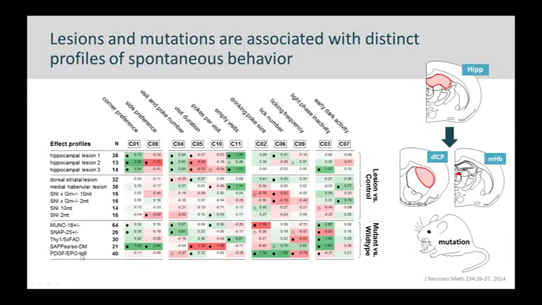By contrast, another line, which is depicted here at the bottom, these are animals that overexpress erythropoietin as a transgene, and their main problem is that they have a massively increased hematocrit, and this of course produces a completely different pattern of changes during spontaneous behavior testing.